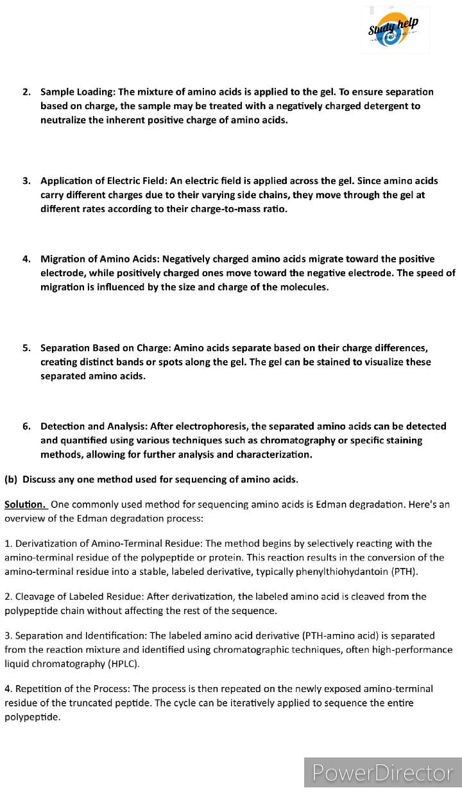3. Separation and identification. The labeled amino acid derivative, PTH amino acid, is separated from the reaction mixture and identified using chromatographic techniques, often high-performance liquid chromatography, HPLC. 4. Repetition of the process. The process is then repeated on the newly exposed amino terminal residue of the truncated peptide. The cycle can be iteratively applied to sequence the entire polypeptide.